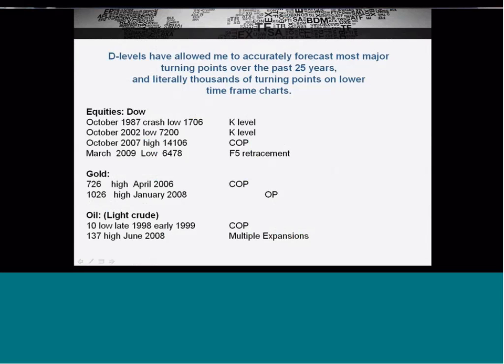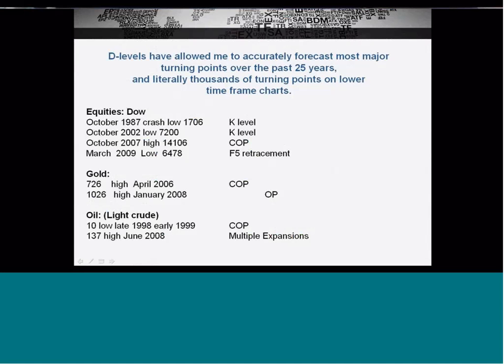These DiNapoli levels have allowed me, or one of my clients, or one of my DiNapoli experts on the forums, to predict major market turning points, a few of which are listed below, and literally thousands, I'm talking thousands, of market turning points on lower time frame charts.